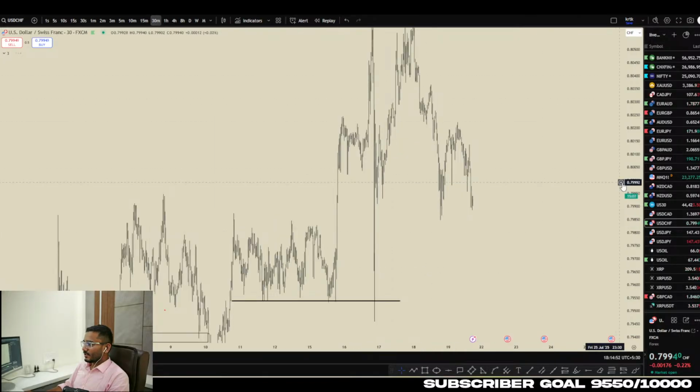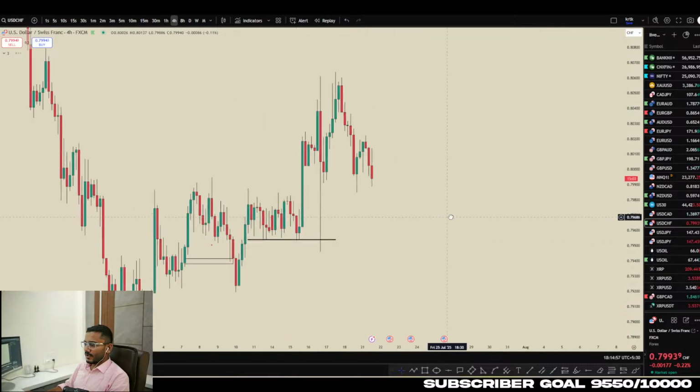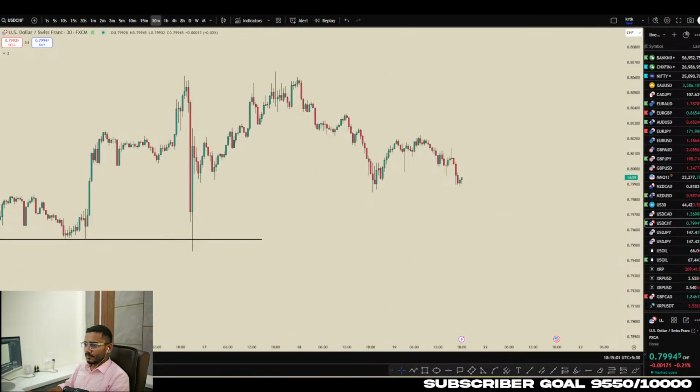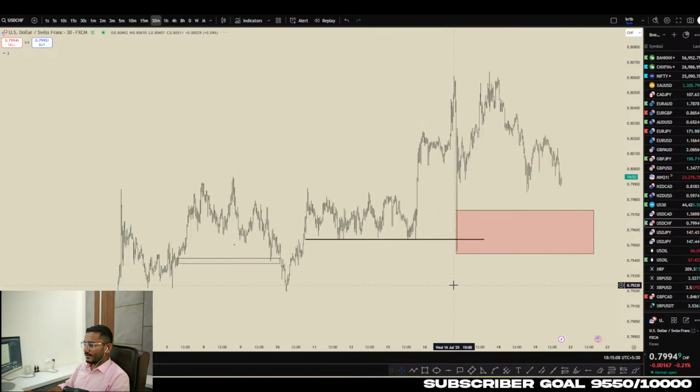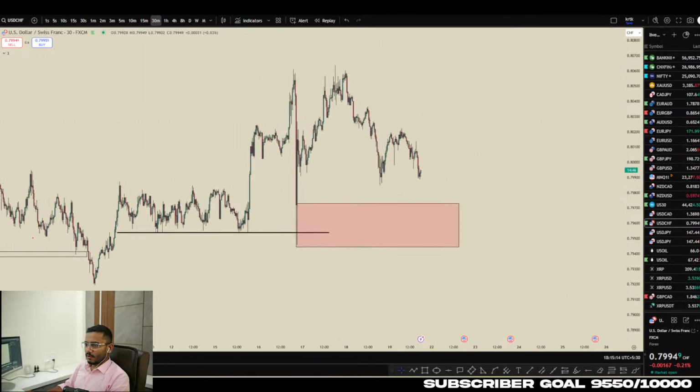On USD CHF, we have this liquidity sweep. So I'm waiting for price to react from this area. This is the area where we can look for buy side trades, or we can wait for price to sweep this low also, because price has already swept this previous high. So we can only assume that now it's going in the downtrend, right? It's going in the downtrend.